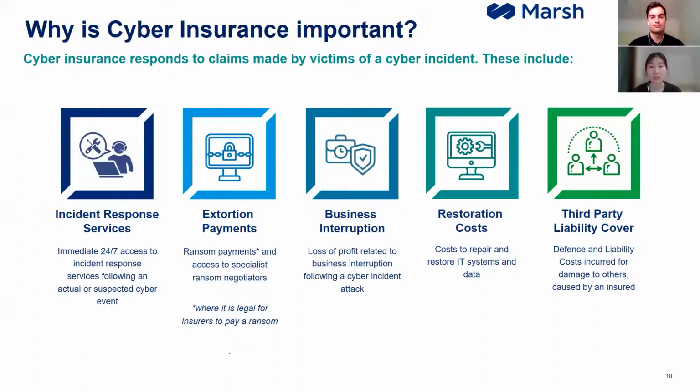Business interruption. So any loss of profit related to business interruption following a cyber incident attack, and restoration costs will cover costs to repair and restore IT systems and data. On the other hand, we have third-party liability cover, which will cover defense and liability costs incurred for damages to others caused by the insured.